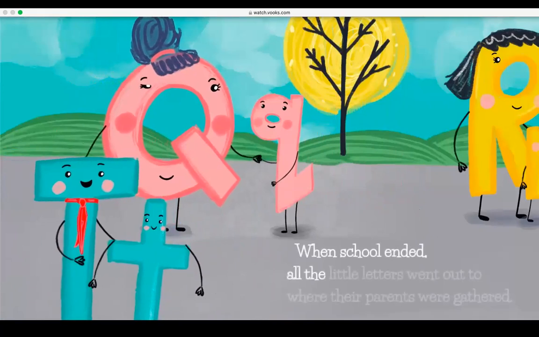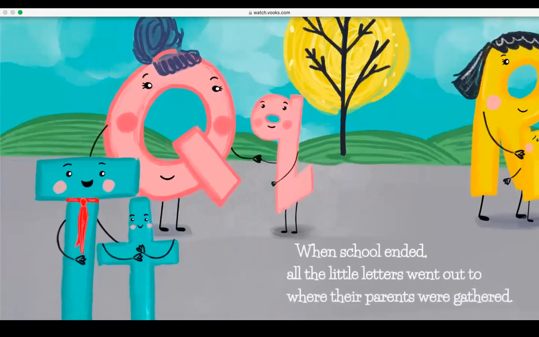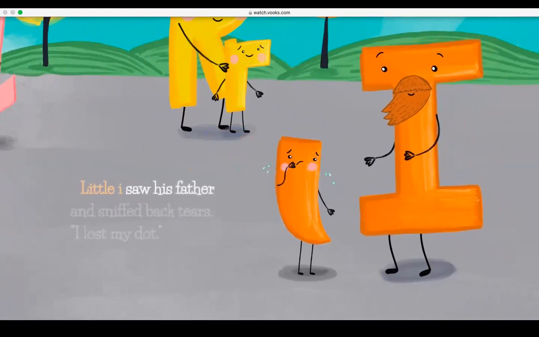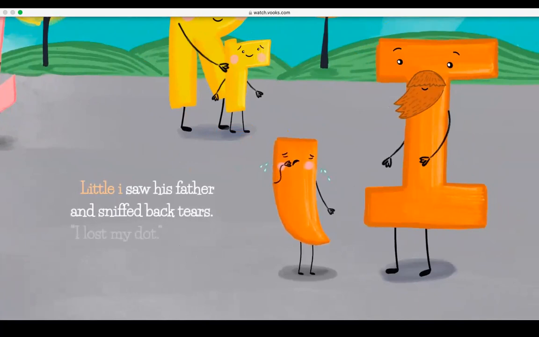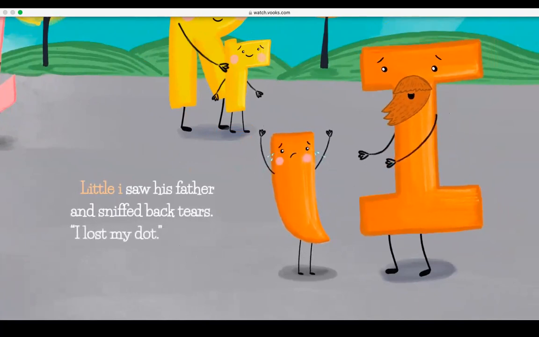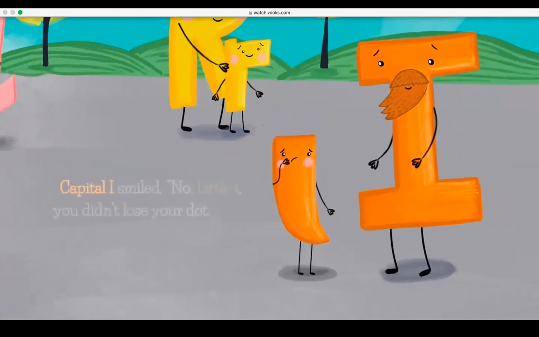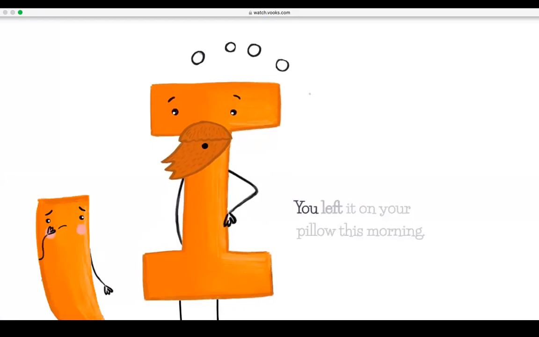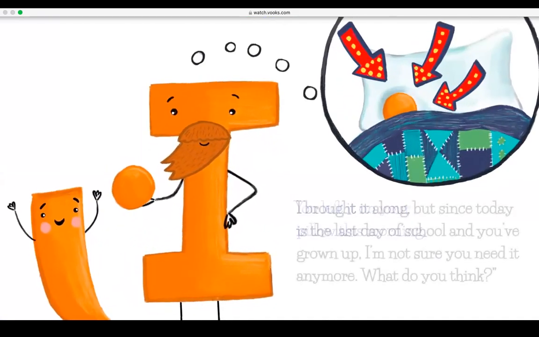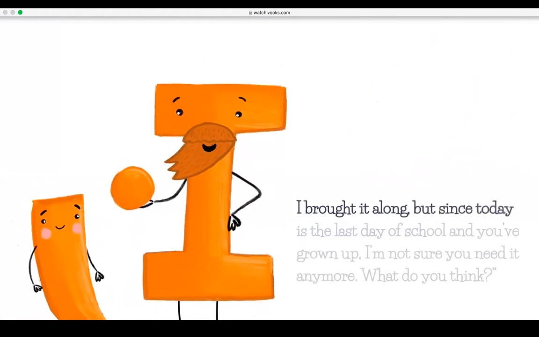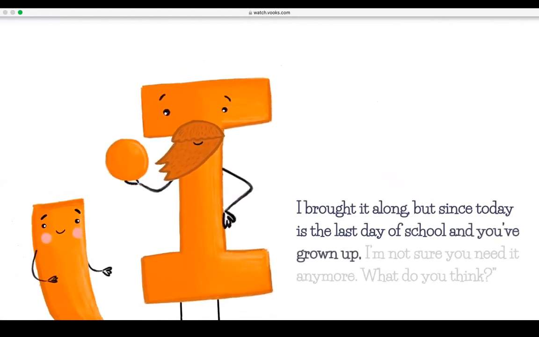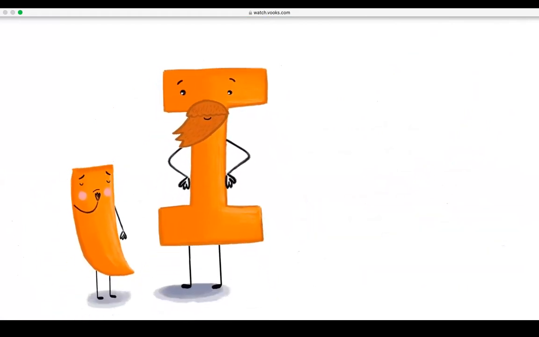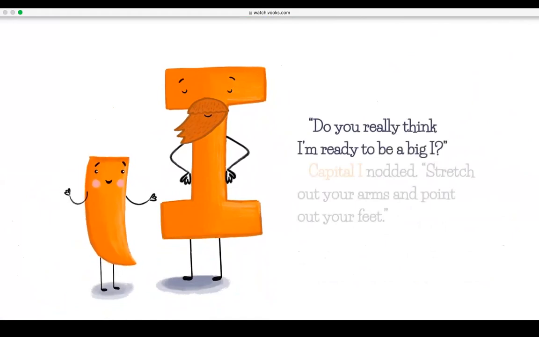When school ended, all the little letters went out to where their parents were gathered. Little I saw his father. Hey, Dad. and sniffed back tears. I lost my dot. Capital I smiled. No, little I, you didn't lose your dot. You left it on your pillow this morning. I brought it along, but since today is the last day of school, and you've grown up, I'm not sure you need it anymore. What do you think? Do you really think I'm ready to be a big eye?